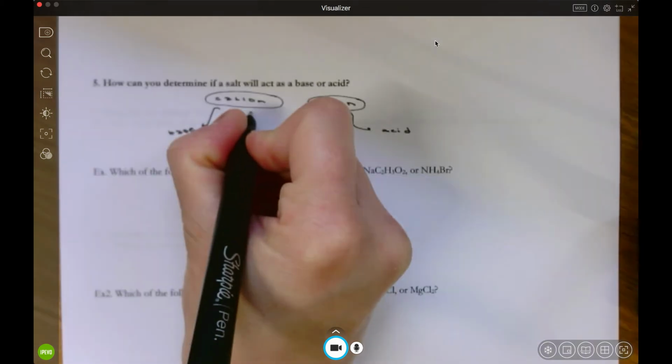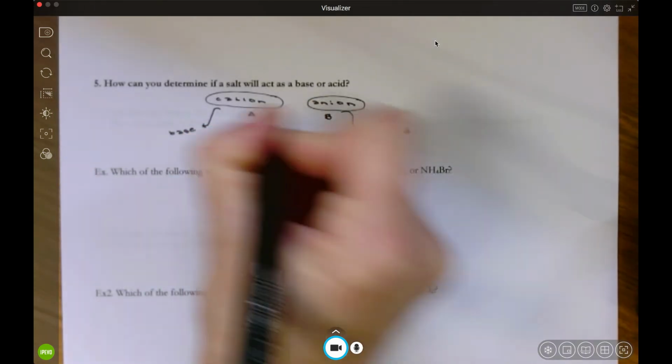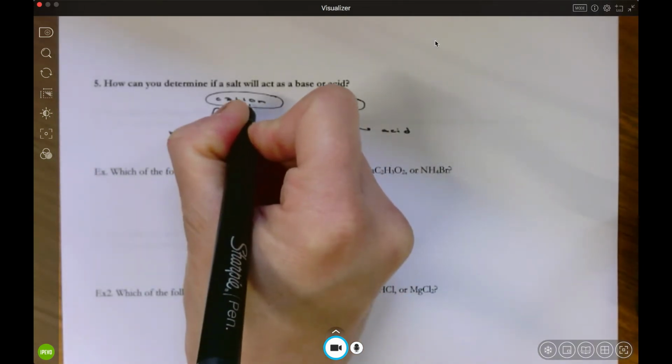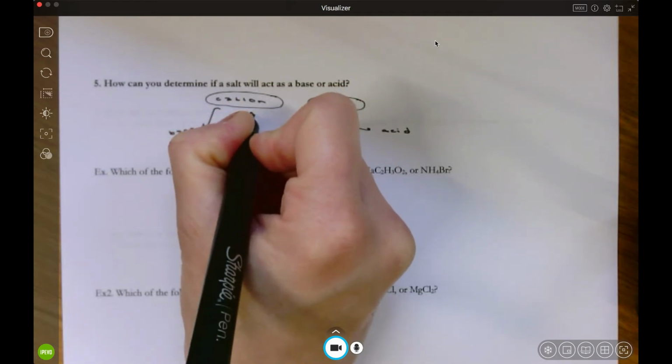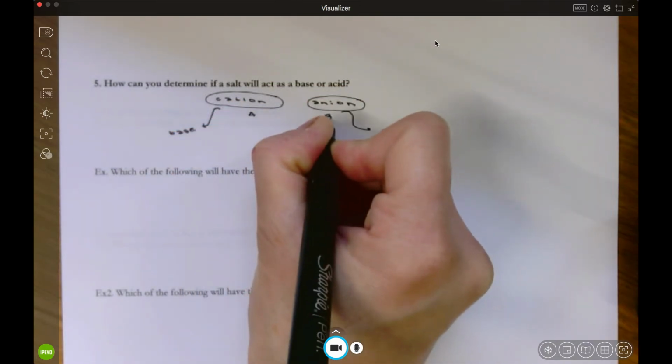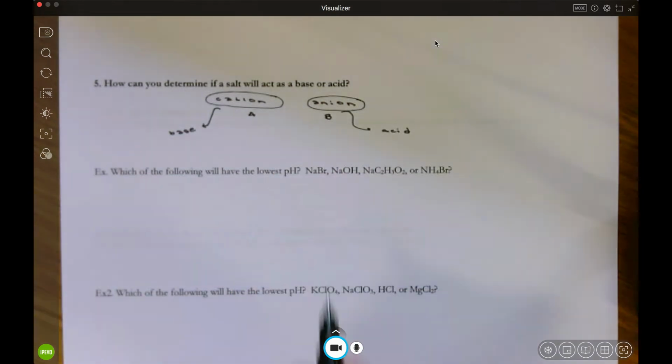So I always think A followed by B, right? If this came from something that was strong, it won't act as an acid, but if it came from something weak, it'll act like an acid. If this came from something weak, it will act like a base. So let me show you some examples.